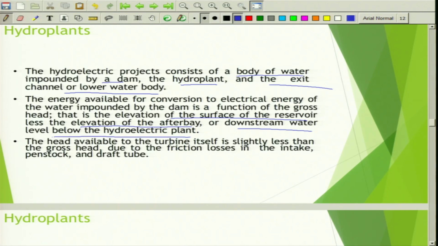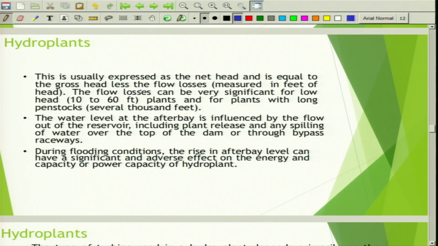Now the head available to the turbine itself is slightly less than the gross head due to the friction losses in the intake penstock and the draft tube. This is the reason why we consider net head rather than gross head. This is usually expressed as the net head, and it is equal to the gross head less the flow losses, which is measured in feet of head.